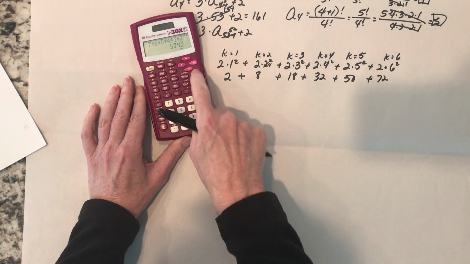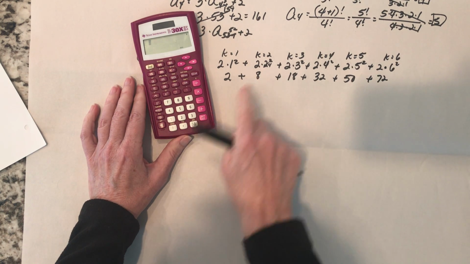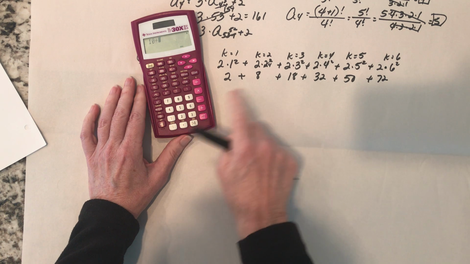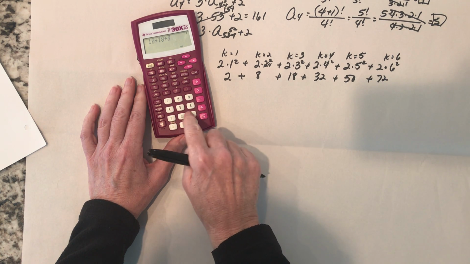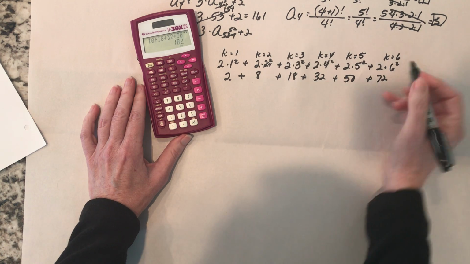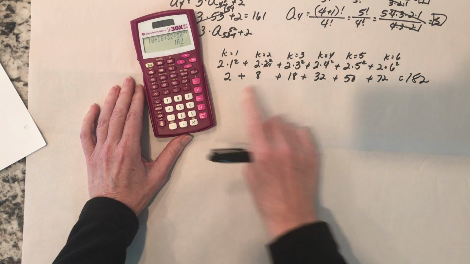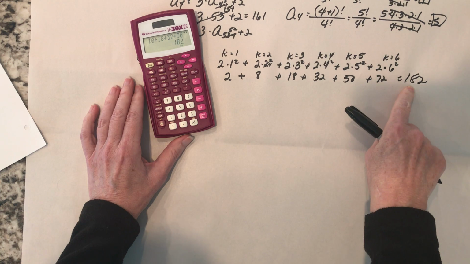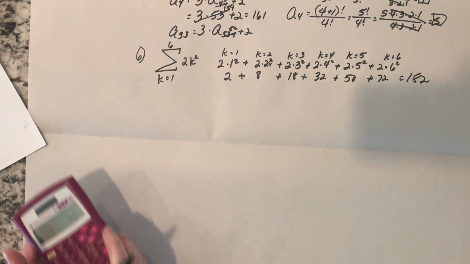Adding it up, start at either end you want. 2 plus 8, that's 10. Plus 18, plus 32, plus 50, plus 72 equals 182. So expand it out and evaluate each sum. Let's do the next one.